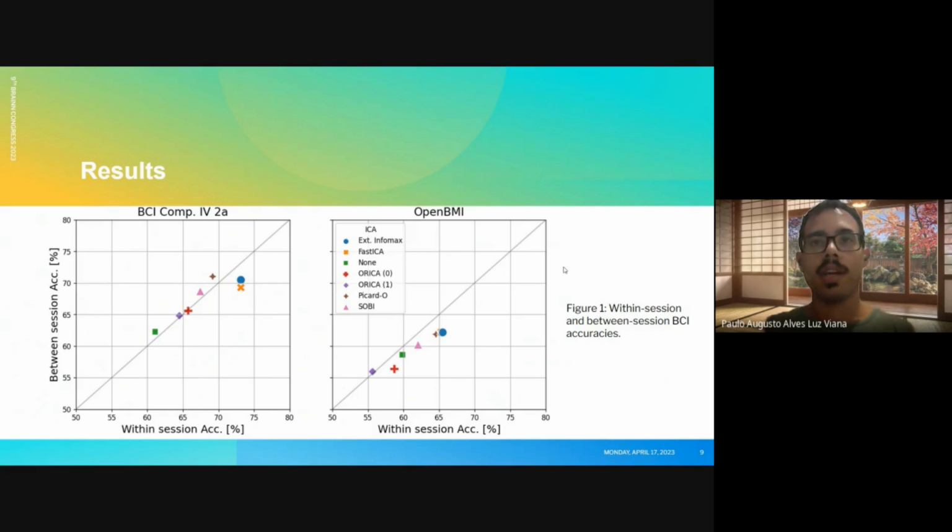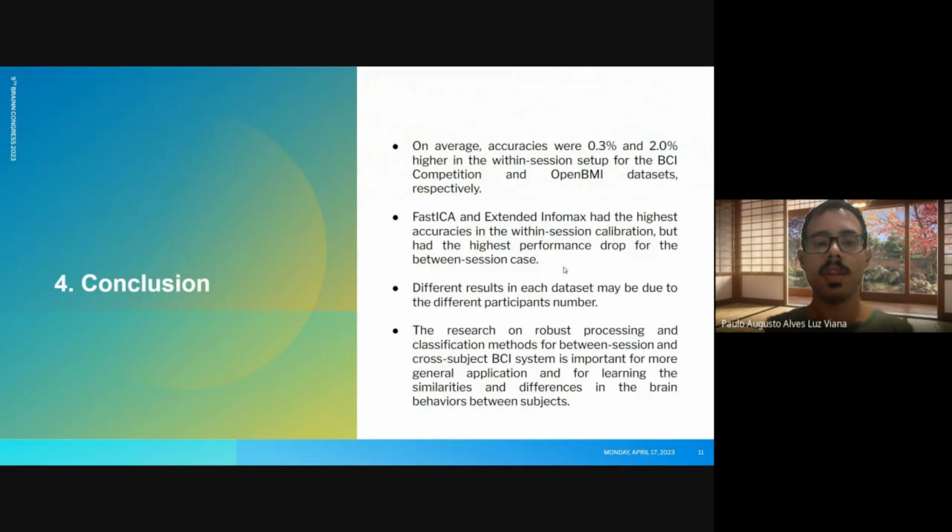a higher within-session accuracy. On average, accuracies were 0.3% and 2% higher in the within-session setup for the BCI Competition and the OpenBMI dataset, respectively. FastICA and Extended Infomax had the highest accuracy in the within-session calibration, but had the highest performance drop for the between-session case. Different results in each dataset may be due to different participant numbers.